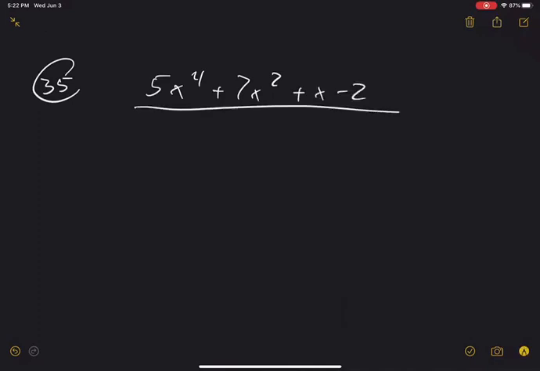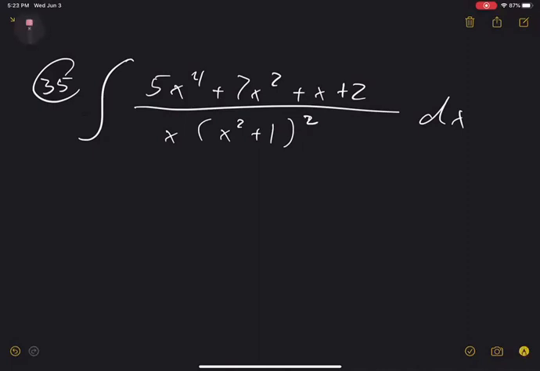So we got this. Okay. So we're trying to integrate this thing: 5x to the 4th plus 7x squared plus x plus 2, divided by x times (x squared plus 1) squared.